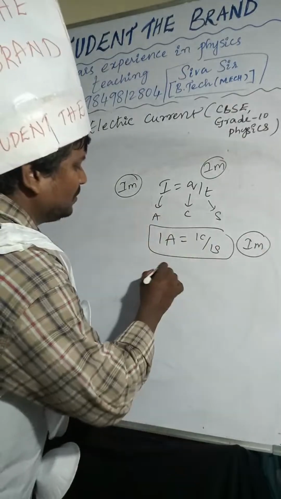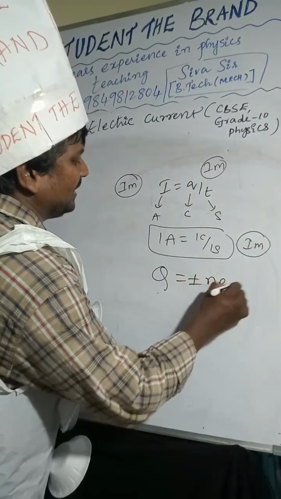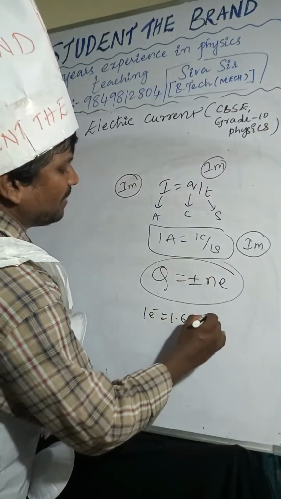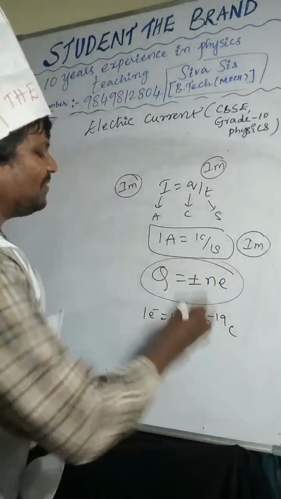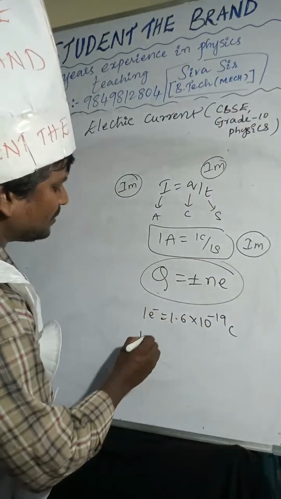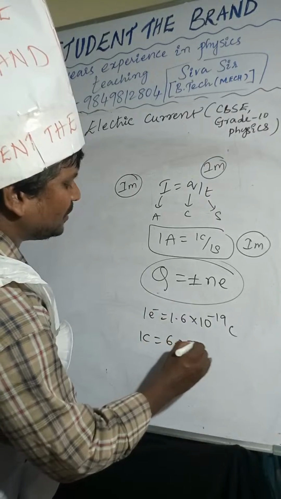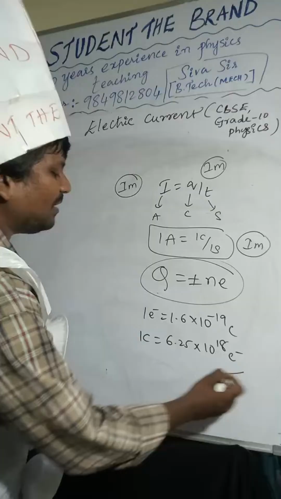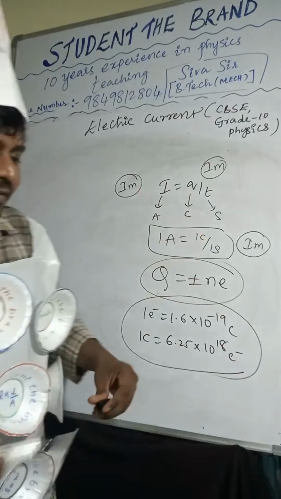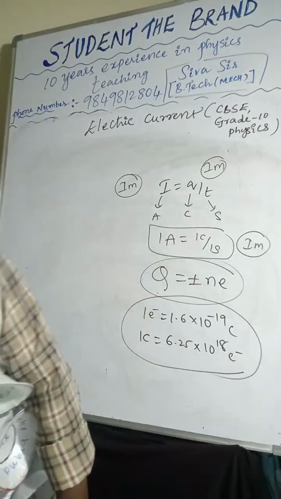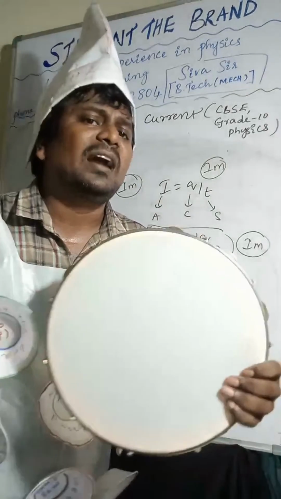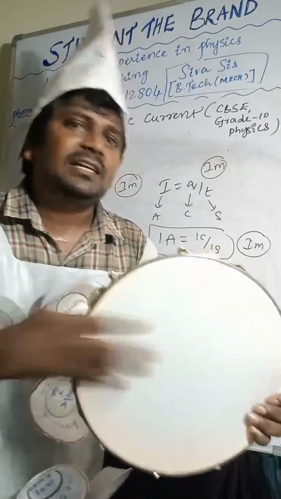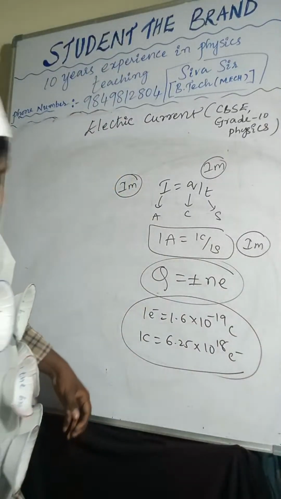Quantization of charge: plus or minus Ne. One electron has a charge of 1.6 into 10 power minus 19 coulomb. And in 1 coulomb there are 6.25 into 10 power 18 electrons. Very, very important. Keep in mind this point.